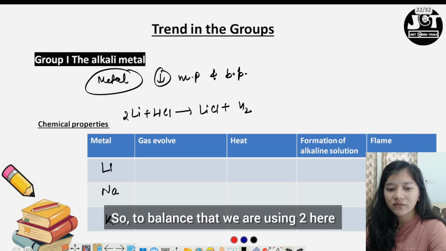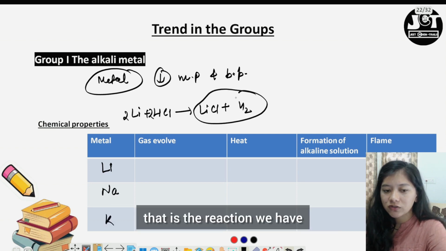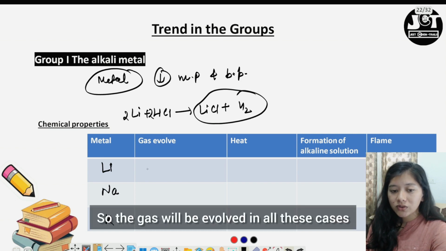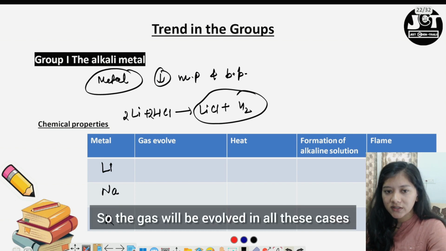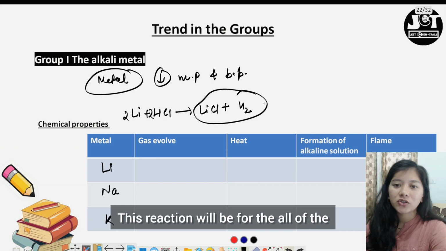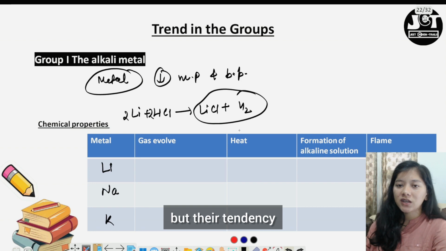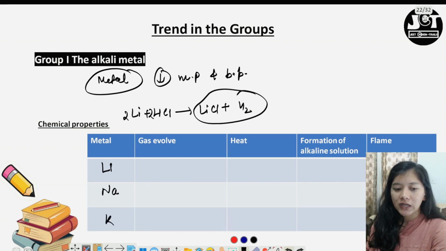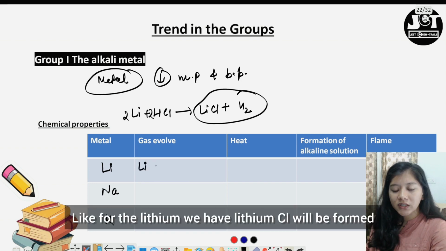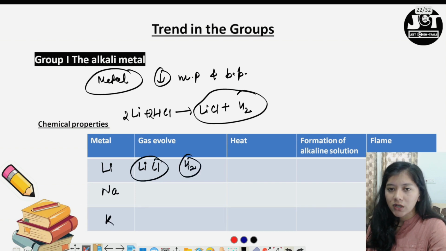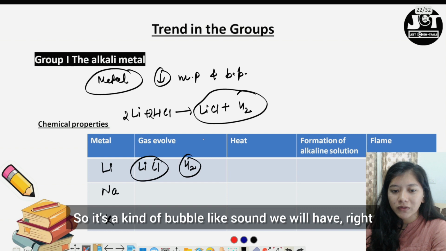To balance that, we are using 2 here. That is the reaction we are talking about right now. The gas will be evolved in all these cases. This reaction will be the same for all of these metals, but their tendency and their way of reacting will be different. For lithium, LiCl will be formed, but the gas which will be evolved is hydrogen. So it's a kind of bubble sound we will have, right?